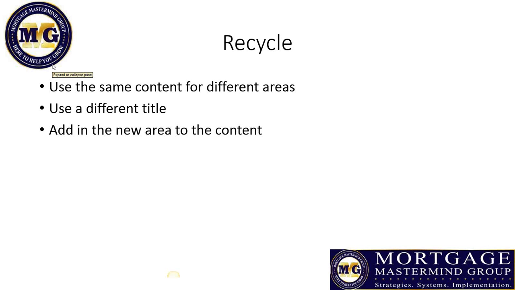Once you've done that for an article, here's the cool thing. That article's ready to go and can now be used for any city. You can use that over and over and over again. All you have to do when you're recycling your article is use a different title. Change the title just a little bit and add the new area to the content.